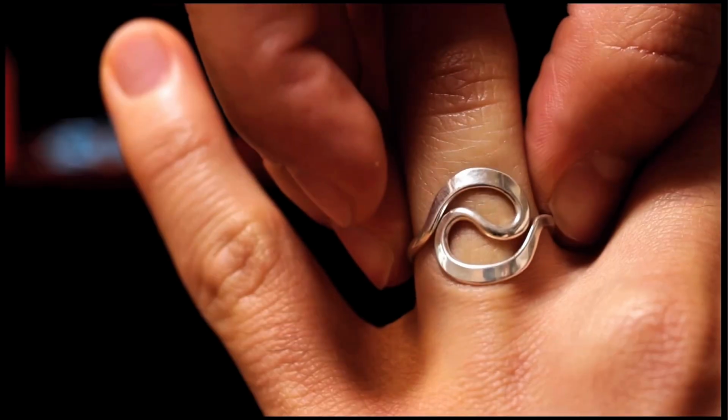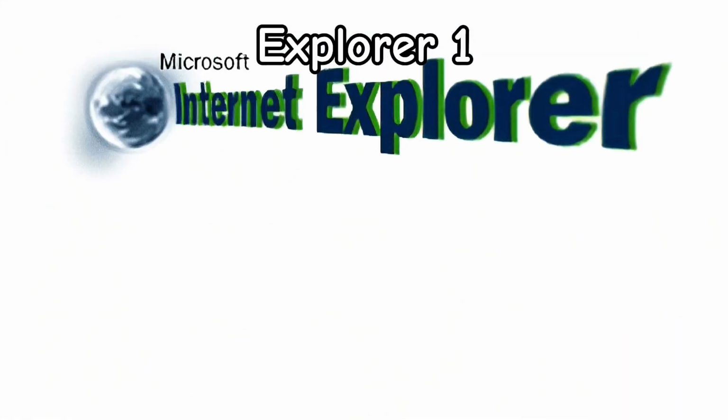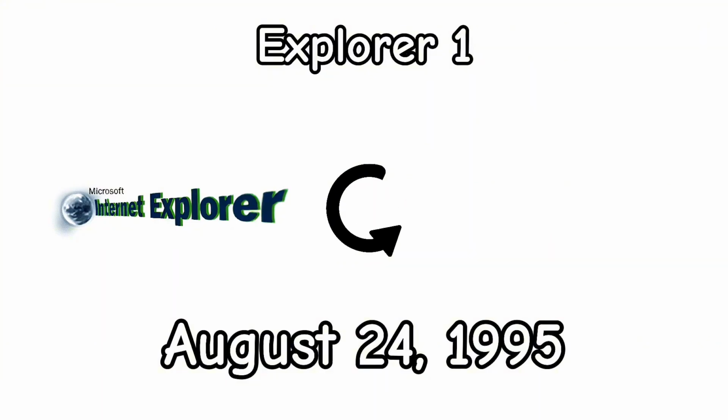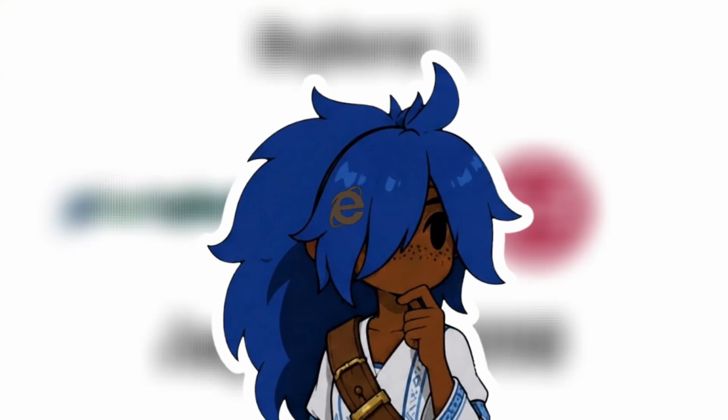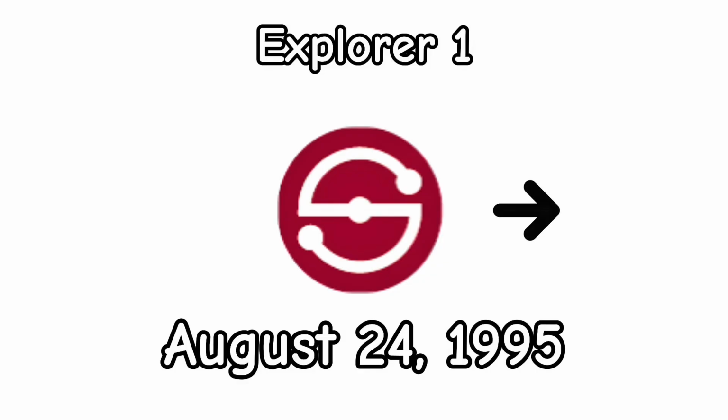This is every single Internet Explorer update explained in 10 minutes. Internet Explorer 1. Internet Explorer 1 released on August 24th, 1995. It was a remade version of Spyglass Mosaic. Anyways, it was a version of Spyglass Mosaic which Microsoft licensed.